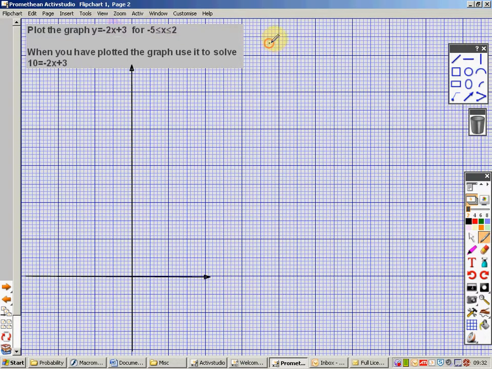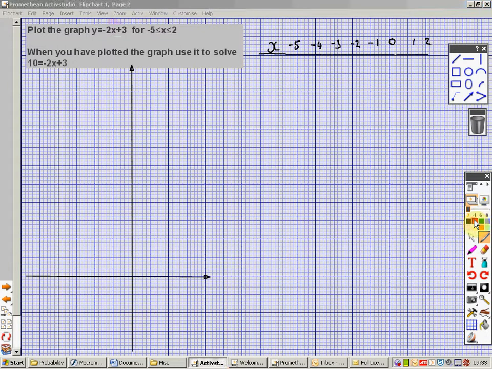So I'm going to start with x, and I've got to go from minus 5, because it says minus 5 up to 2. Notice a little line underneath, that means x can be equal to it. So it's minus 5, minus 4, minus 3, minus 2, minus 1, 0, 1, and 2. And with each of those, I've got to find out my corresponding y value.